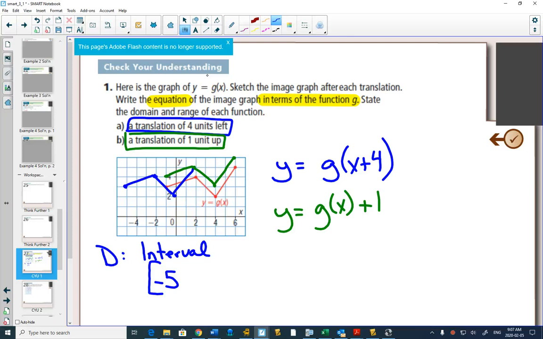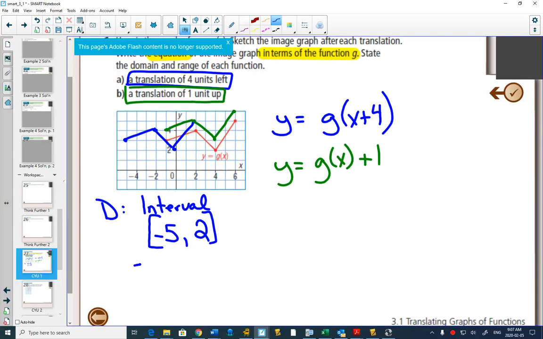Our largest value for x, it goes up to 2. It includes 2, so square brackets again. And that's interval notation for the domain, from negative 5 to 2. Not to be confused with a point, because coordinates are written that way too with round brackets. This is an interval, and it means all the x values from negative 5 to 2. In set notation, you would write the same thing with an x in the middle. This means that x is between negative 5 and 2.